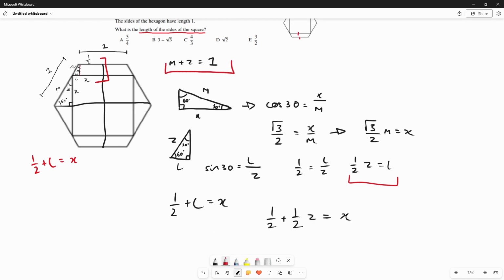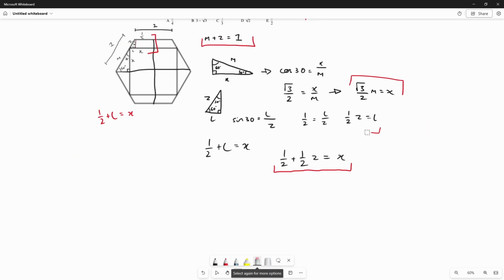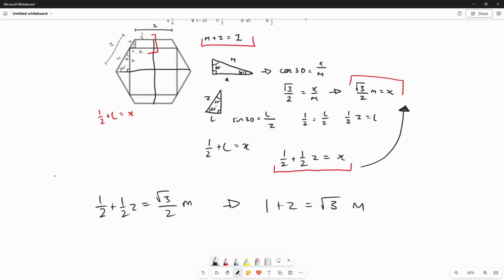We have M plus Z equals 1. We have our root 3 over 2 M equals x, and we have our half plus half Z equals x. We can forget about this equation because we've already substituted it in. We can equate this equation and this equation together, so that will remove the x. So that's half plus half Z equals root 3 over 2 M. We can multiply through by 2 to get rid of the halves. So that will be 1 plus Z equals root 3 M. And now we can write that further as root 3 M minus Z equals 1. And that is one simultaneous equation. And the other one we have is this one, M plus Z equals 1.